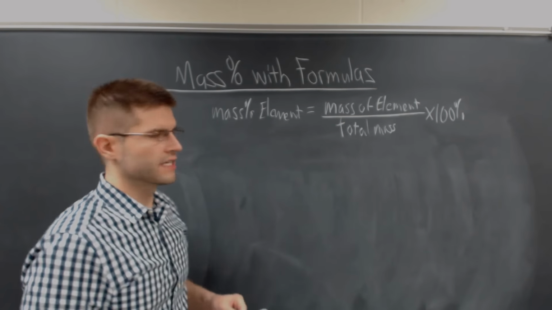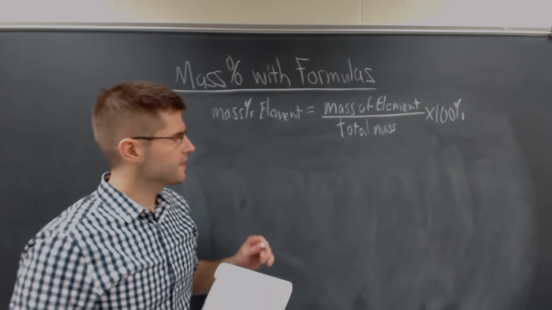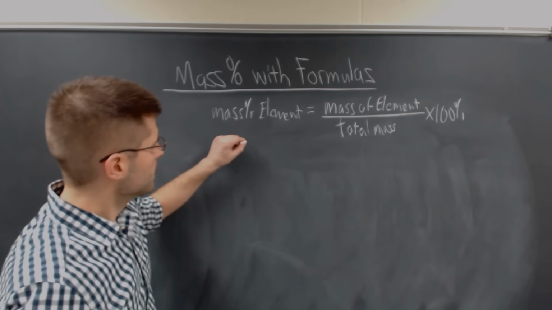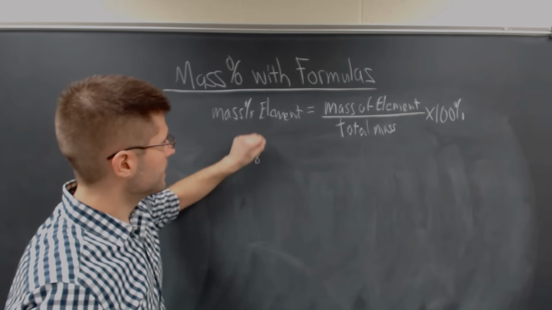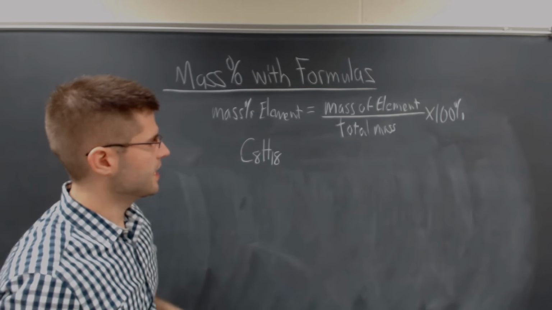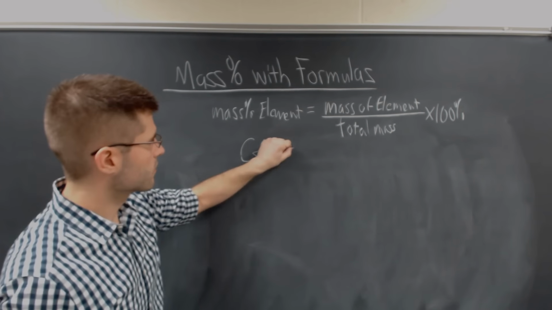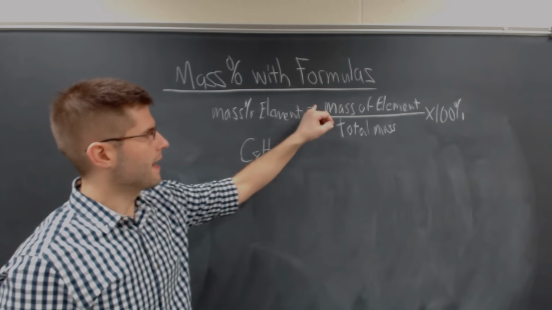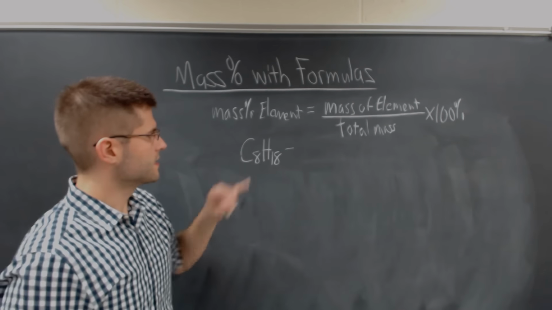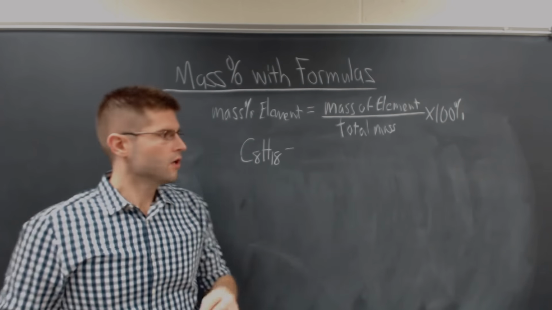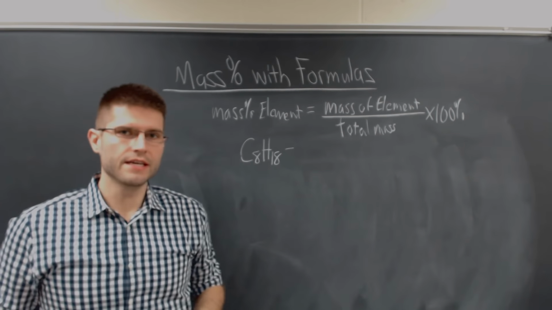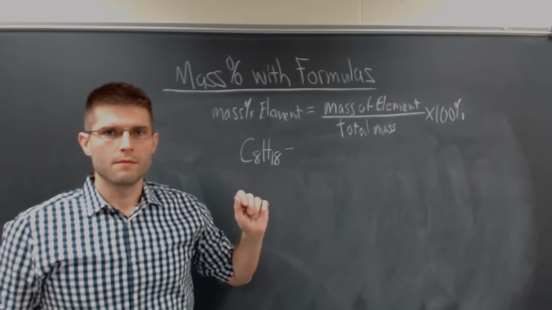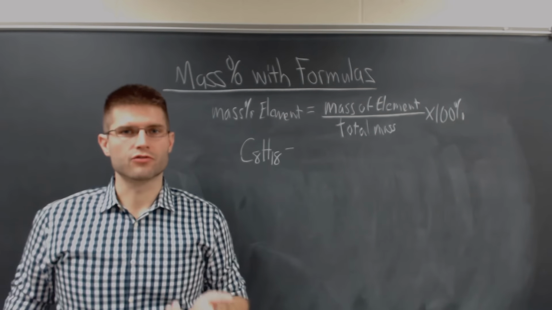So let's take a specific example and figure out what the mass percentage is of one of those elements that's found in that molecule. Let's take octane. Octane's formula is C8H18. Now, in order for us to find the mass percent of, let's say, carbon in this case, we would have to know the mass of the carbon and the total mass of this molecule. Well, if I were to only give you this information here, that's not enough information for you to calculate this problem. But we can do a kind of a trick.